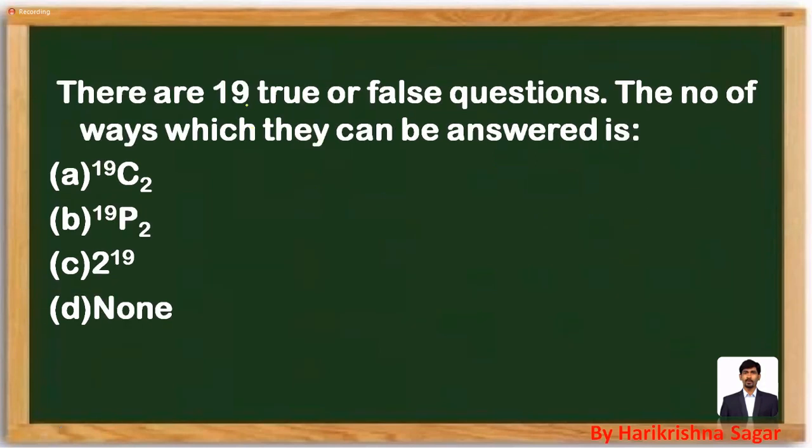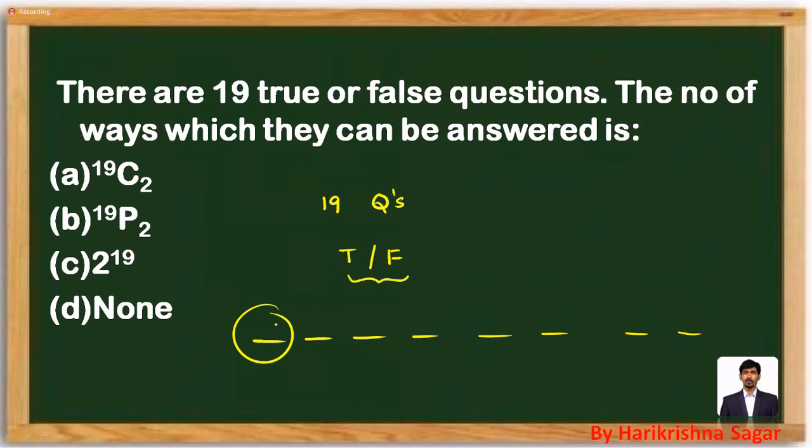So there are 19 true or false questions. The number of ways in which they can be answered. 19 questions are there. It can be true or false. How many ways can we attempt them? So 19 questions means I'm just making 19 gaps. The first one you can answer as true or false. That means how many ways to answer? There are 2 ways. You can choose either true or false.